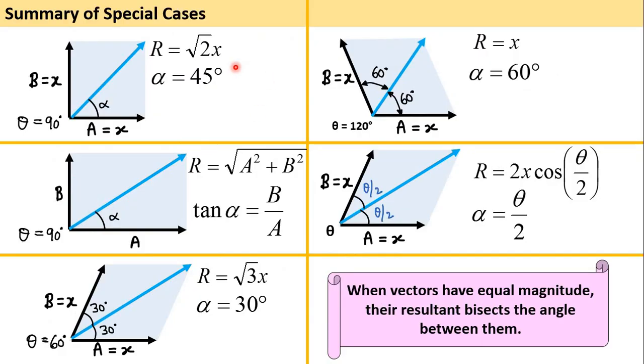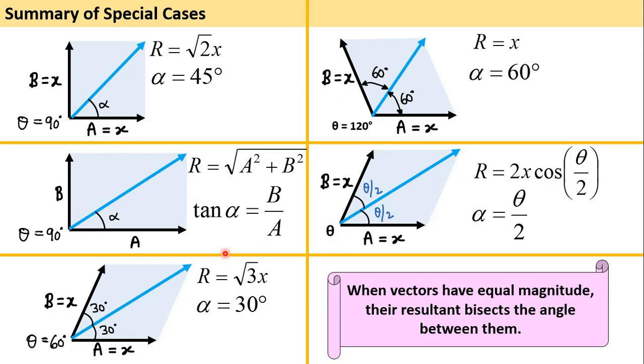So here is the final summary of all the 5 cases that we have discussed. In the first case, the angle between the two vectors is 90 degrees and vectors have equal magnitude. Second case, vectors have unequal magnitude but the angle is 90 degrees. Third case, the vectors have equal magnitude and the angle between them is 60 degrees. Here vectors have equal magnitude, angle is 120 degrees. Here vectors have equal magnitude, angle is theta.